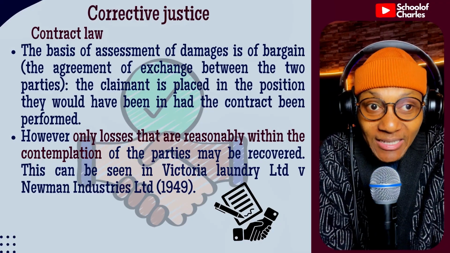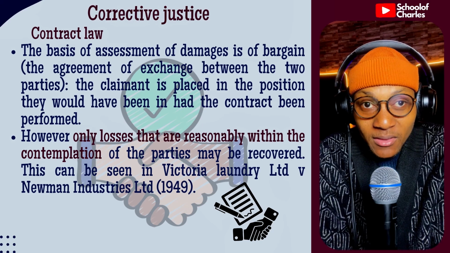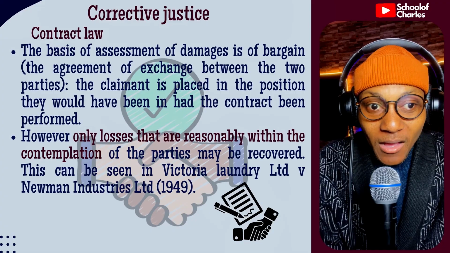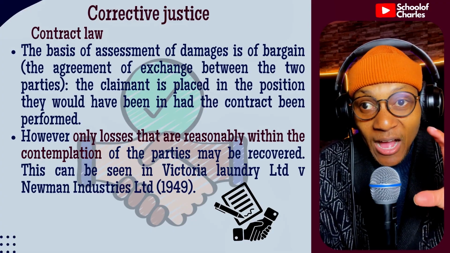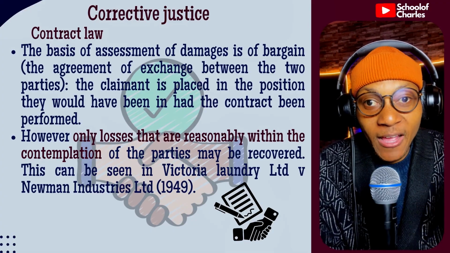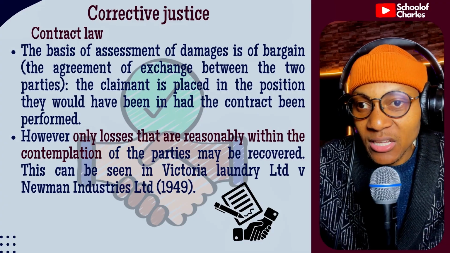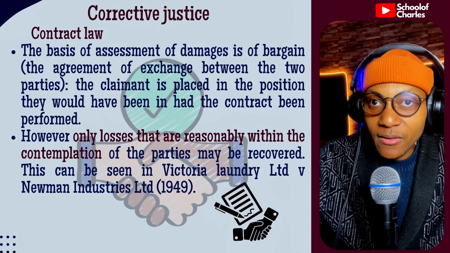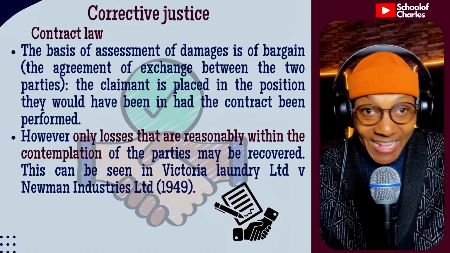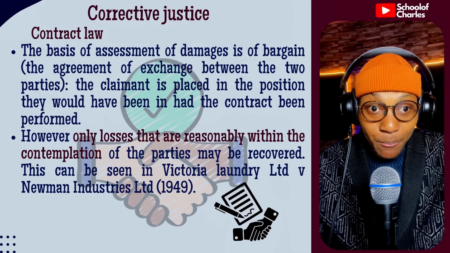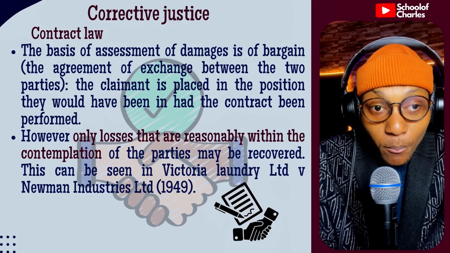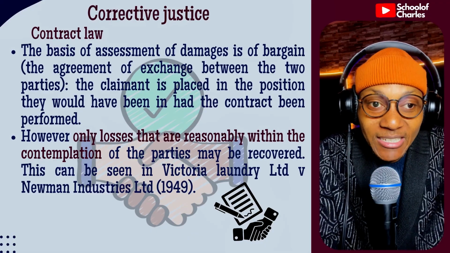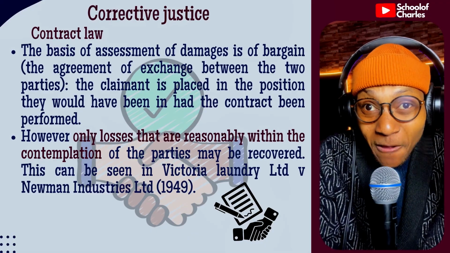However, only losses that are reasonably within the contemplation of the parties may be recovered. I'm going to illustrate this with the case of Victoria Laundry versus Newman Industries. So this is going to help us to see what I mean by this. This case is a landmark case, meaning a big case, regarding damages for breach of contract, right? Specifically focusing on the remoteness of damage. So it's going to make sense in a minute, everything that I'm saying.